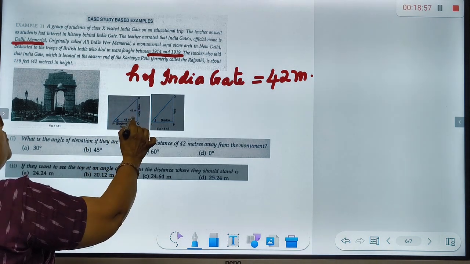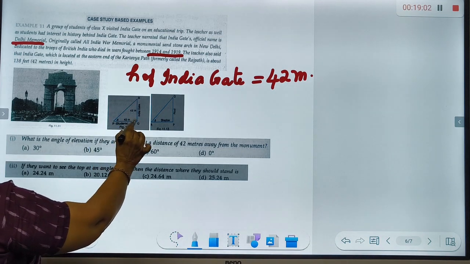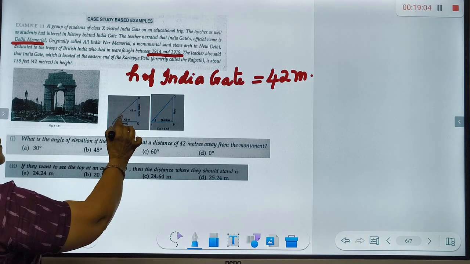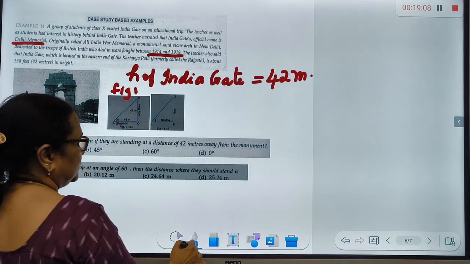Let us suppose this is the monument. They are standing at a distance of 42 meters. What is the height of India Gate? 42 meters. So look at this figure. Let me call it figure 1.